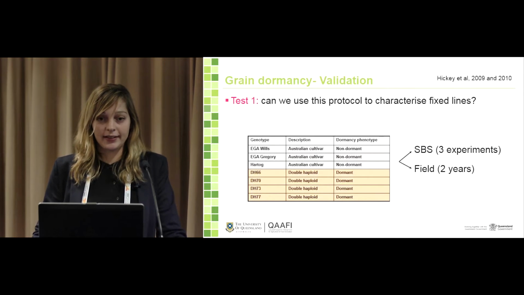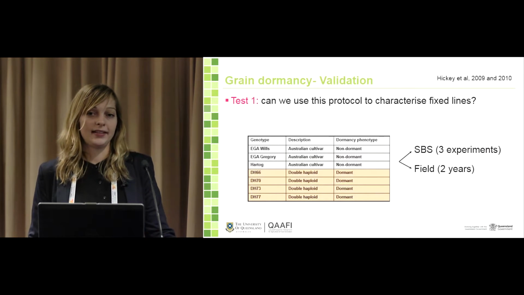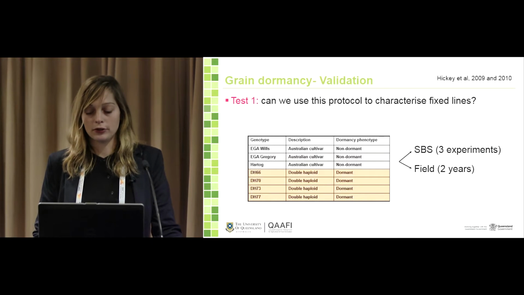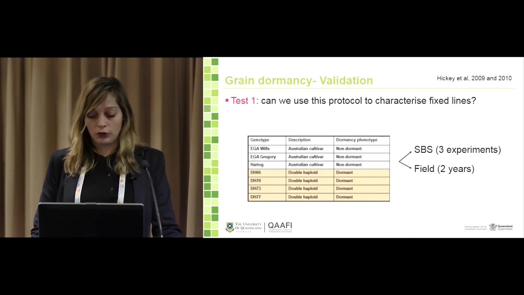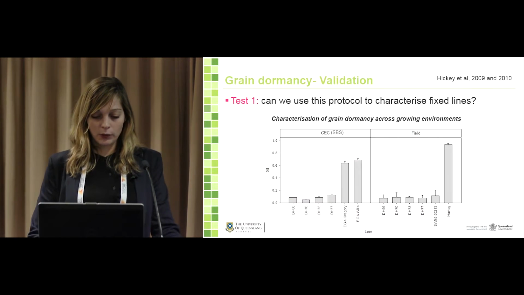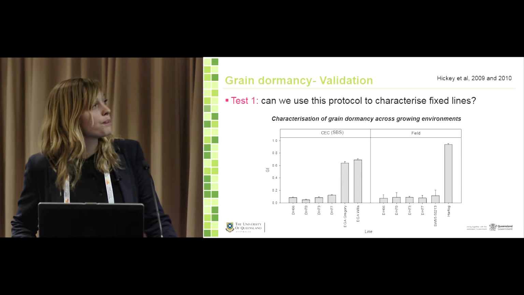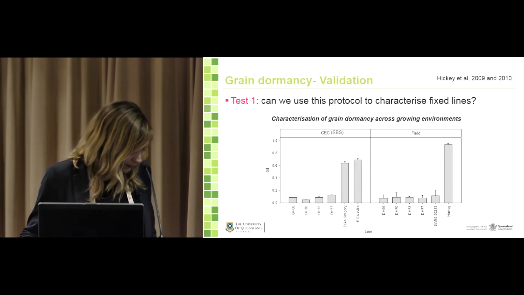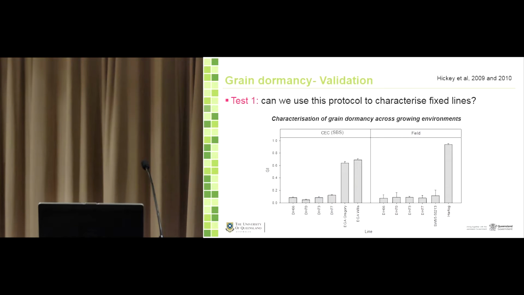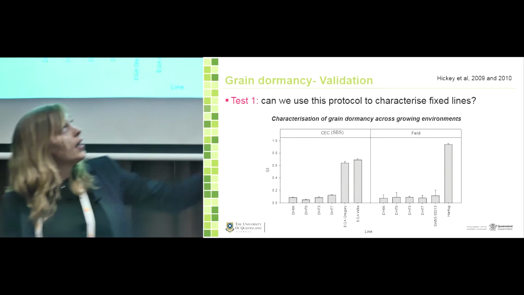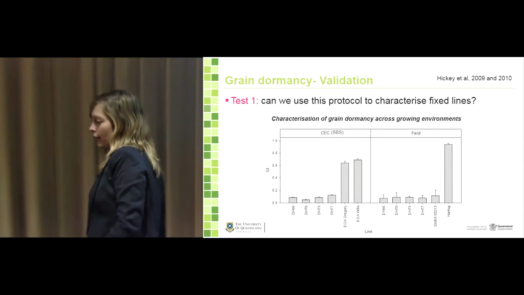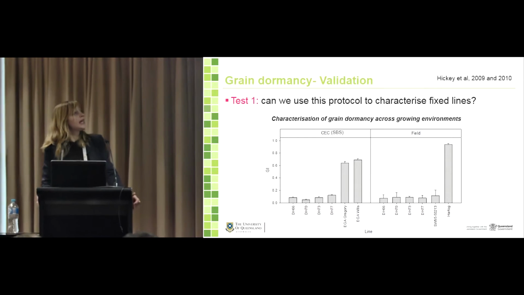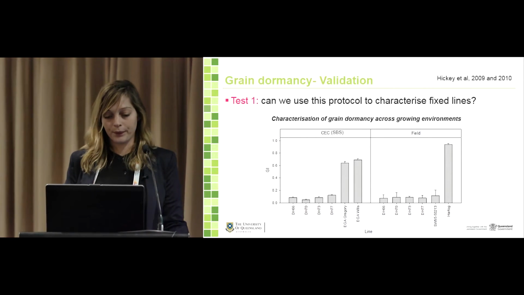And we characterized this line in the speed breeding system. So we did 3 experiments, and in the field across 2 years. And this is what we obtained. So here is the grain dormancy. You have the double haploid lines here, and the Australian cultivars here. On the left is the speed breeding system conditions, and on the right, the field condition.